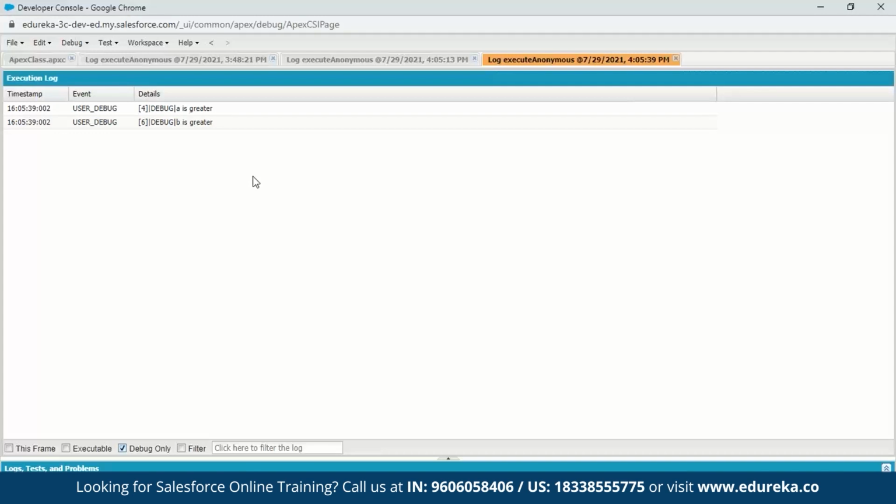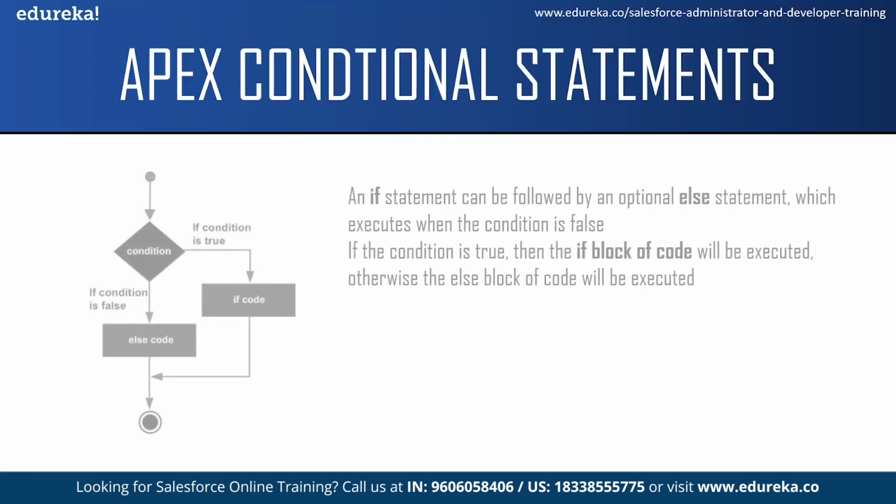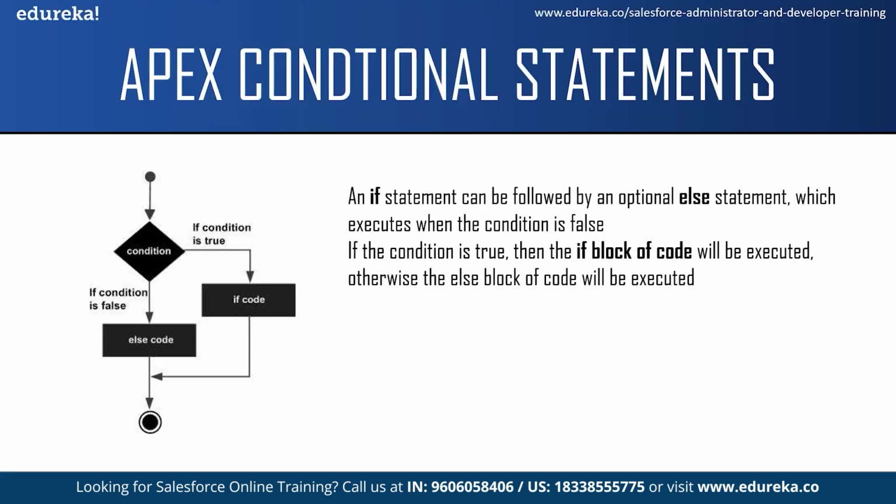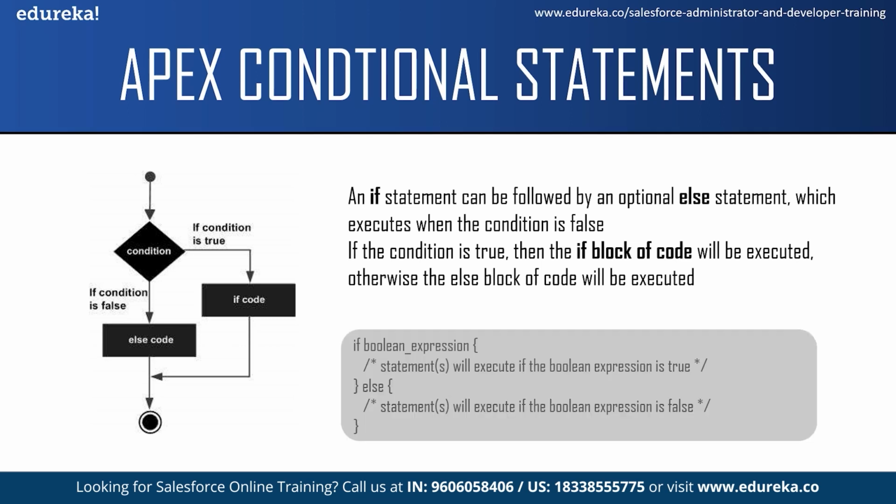So now let us move on to our next conditional statement, which is the if-else statement in Apex. Now an if statement can be followed by an optional else statement, which executes when the condition is false. If the condition is true, then the if block of code will be executed. Otherwise, the else block of code will be executed. Now let us take a look at the syntax for the if-else statement. It starts off with the if keyword followed by the condition, and if the condition is true, the first set of statements are executed. But if the condition is false, the second set of statements are executed.